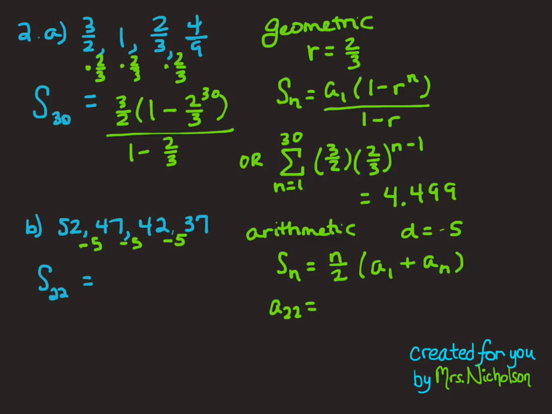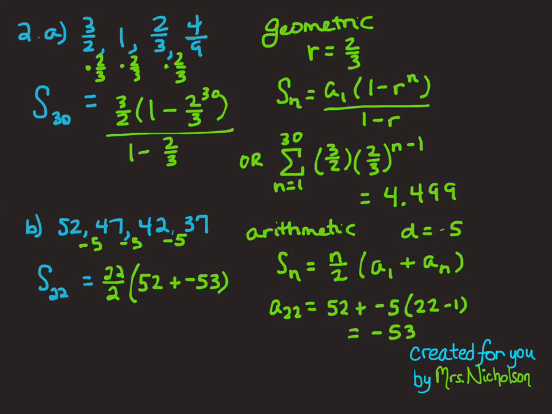So a sub 22 is going to be equal to the first term, which is 52, plus the common difference, which is -5, times 22 minus 1. And that gives me -53 as my 22nd term. So I'm going to come over here and do my sum formula. The sum of 22 terms is equal to 22 divided by 2 times the first term, which is 52, plus the 22nd term, which is -53.